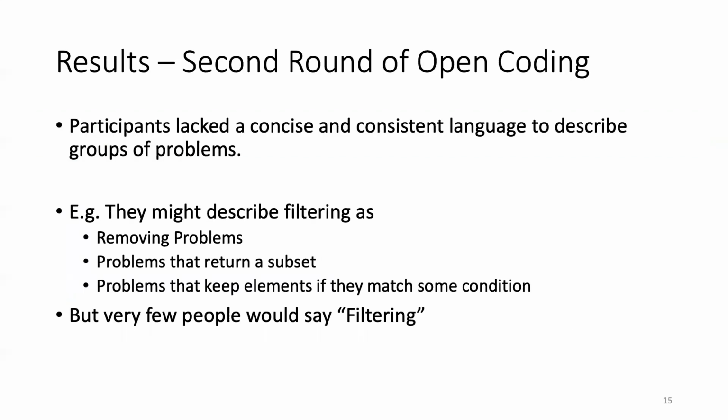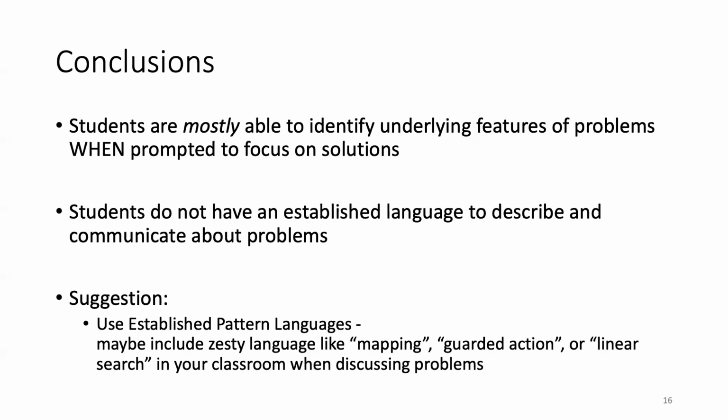The second round of open coding revealed that students lacked a concise and consistent language to describe categories. Even when we identified that participants were describing a pattern-based category, participants would use a range of language to describe that category. For example, they might describe filtering as removing problems, problems that return a subset of a list, problems that keep elements if they match some condition, but very few participants would say these are the filtering problems.